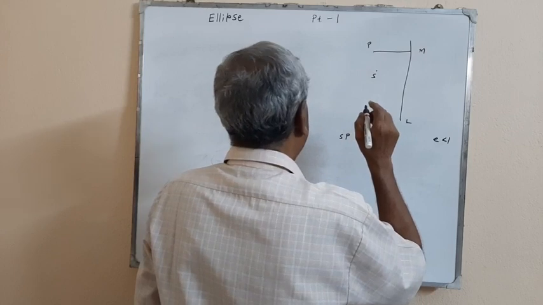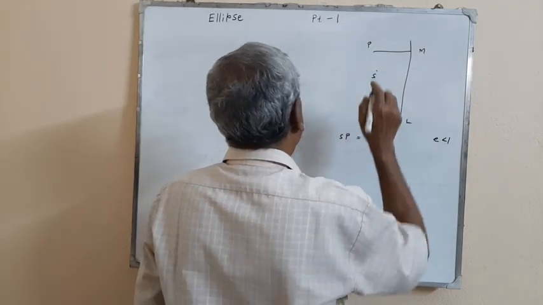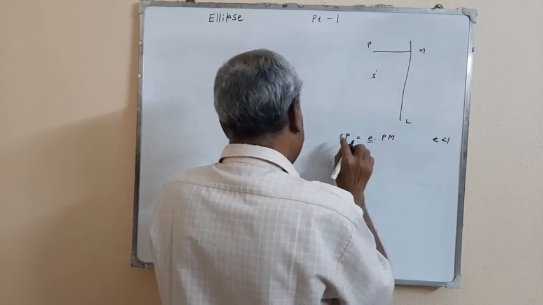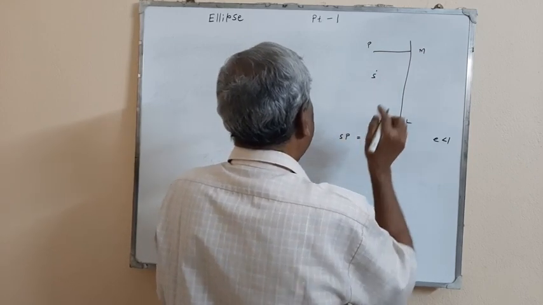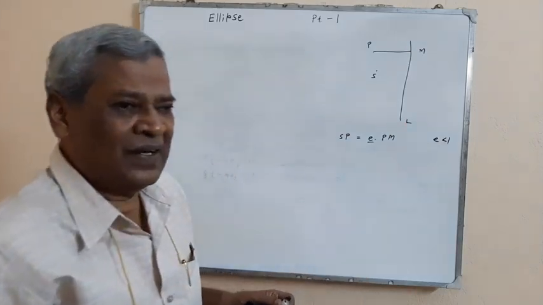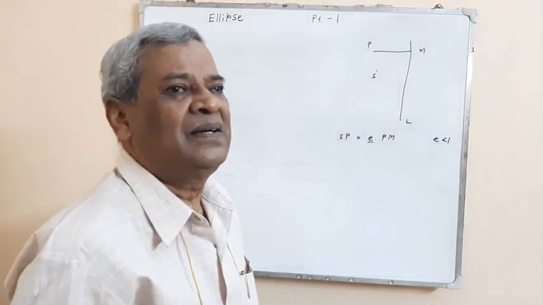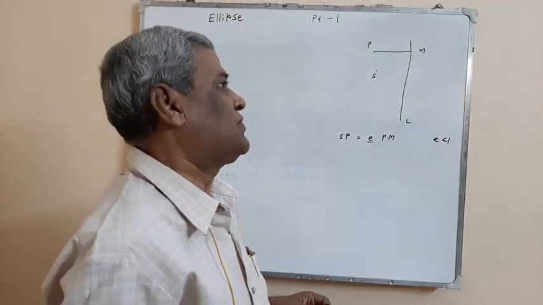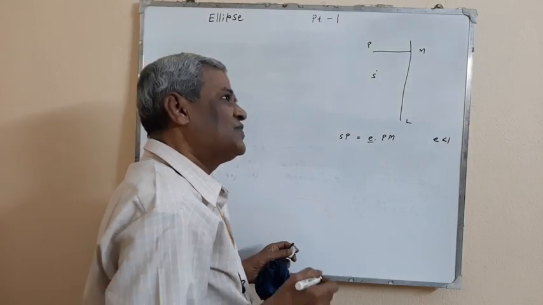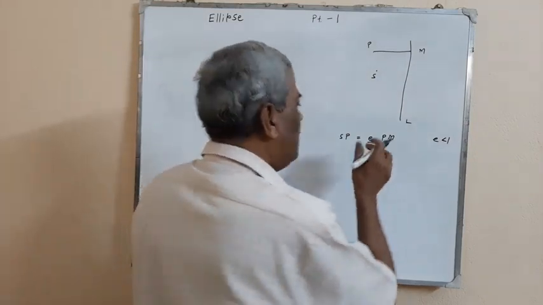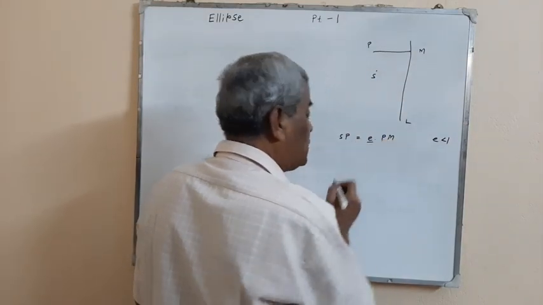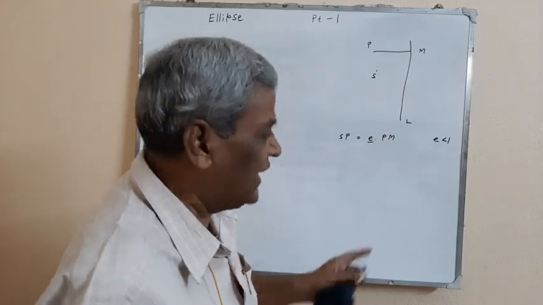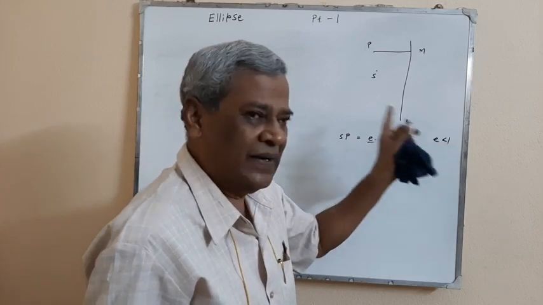If the point P moves all along in such a way that SP is equal to E into PM, then the path traced by the moving point is called an ellipse. It is like parabola. In parabola, E was 1. Here E is a particular constant which is less than 1.